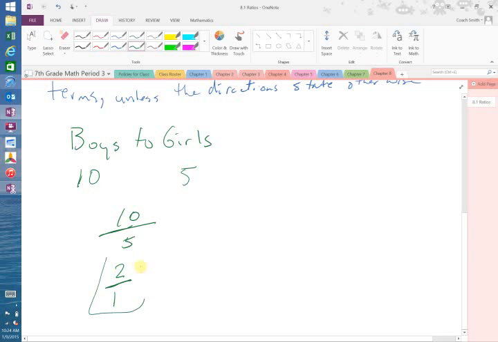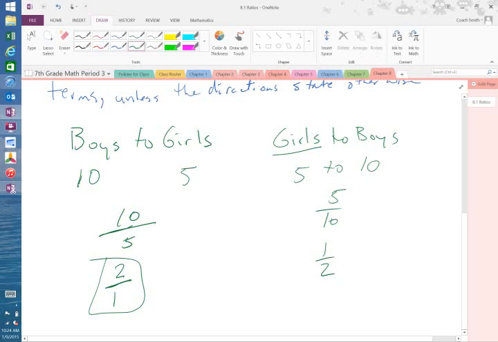Okay, and that is your ratio of boys to girls. Now, if they wanted the ratio of girls to boys, it's not the same. Whatever label is listed first, that's the number that goes on top of your fraction or is listed first in your ratio. So then that would be 5 to 10, which would be 5 over 10, which would be 1 to 2.